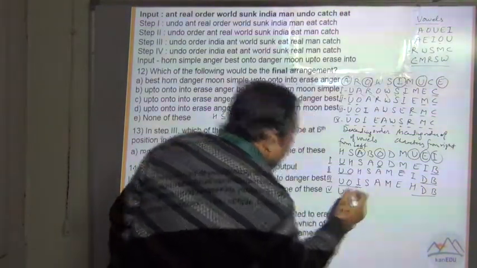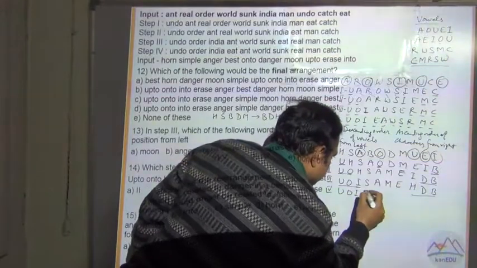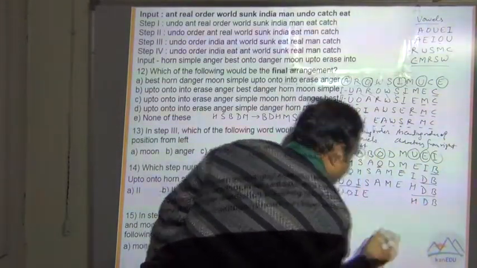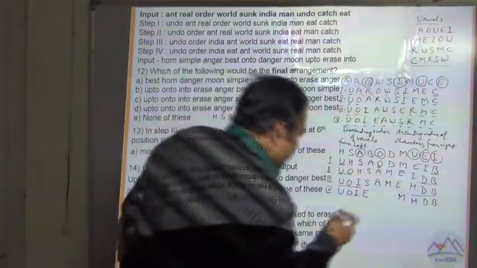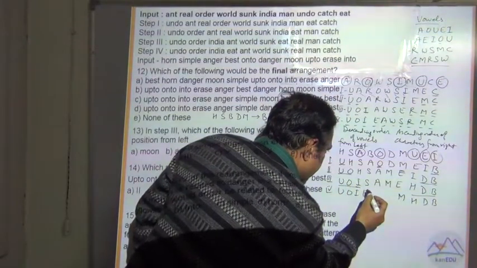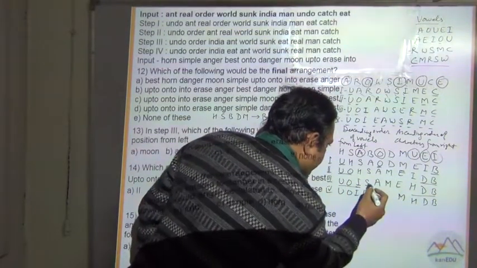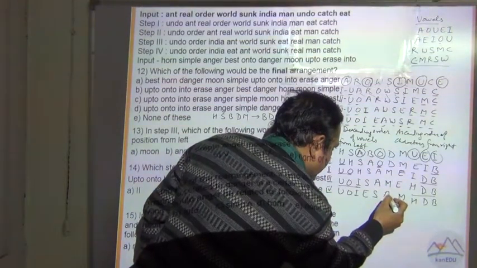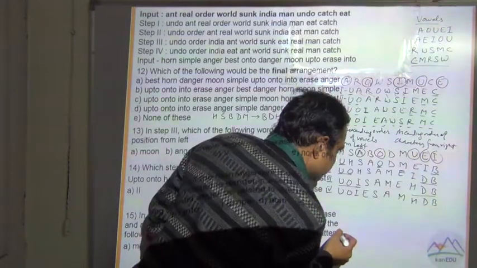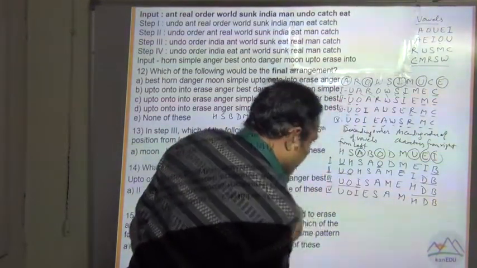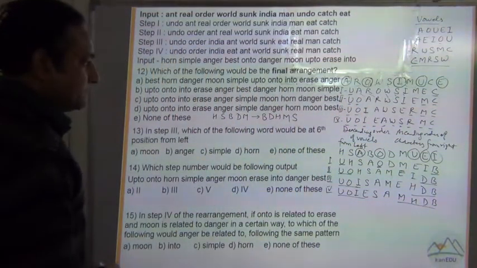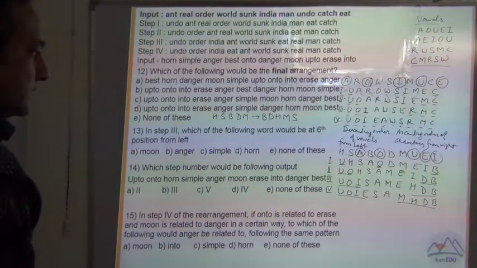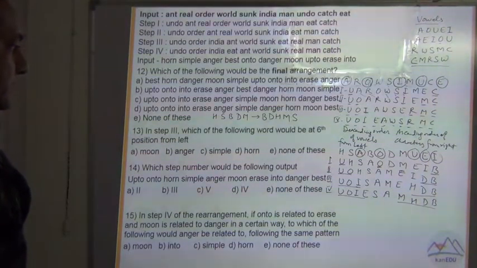UOI, E. And HDB, upper H is M. So UOI, then we have S, A, and M has gone there. Okay, so we got this tally. So UOI ESA. This is the step number 4.